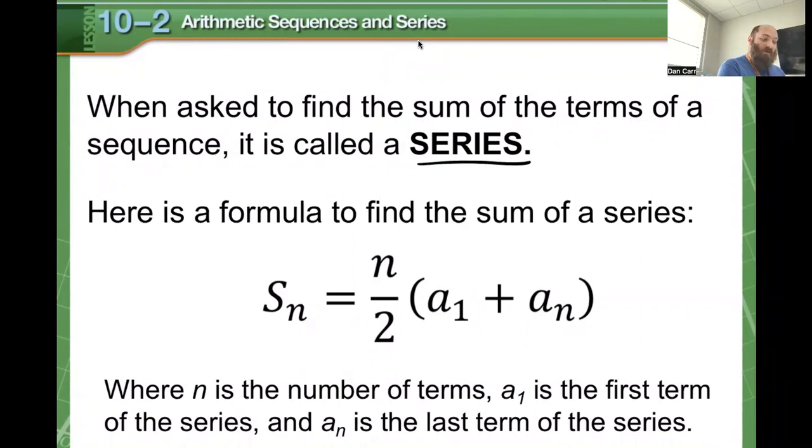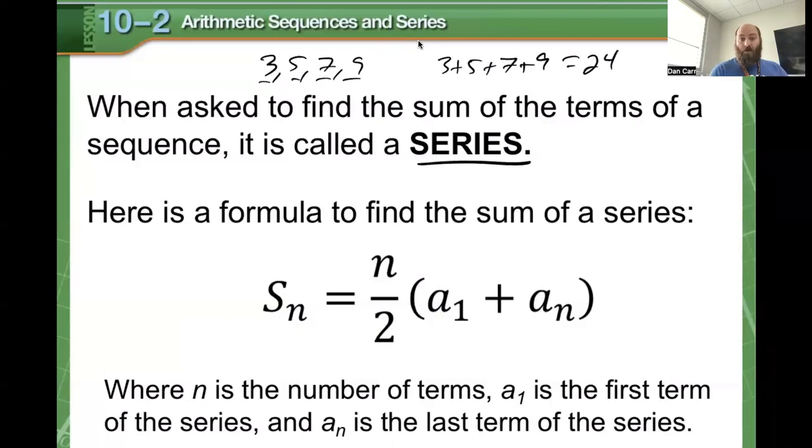Remember, a finite series would be something like this: 3, 5, 7, 9. It's just those 4 numbers. This is a formula that's going to find the sum of those numbers right there. So if I use those for just a quick example, if I do 3 plus 5 plus 7 plus 9, that's going to give me a total of 24. Instead of doing that, especially if we get to longer series, I don't need to take all 4 numbers and add them up.